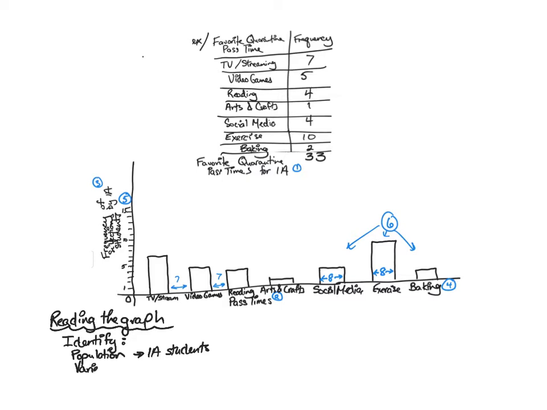Identify the variable. The variable is the thing that was being asked. So in this case, pastimes. Identify the type of variable. So it's not numbers, it's words that explain a quality, and therefore it's qualitative.